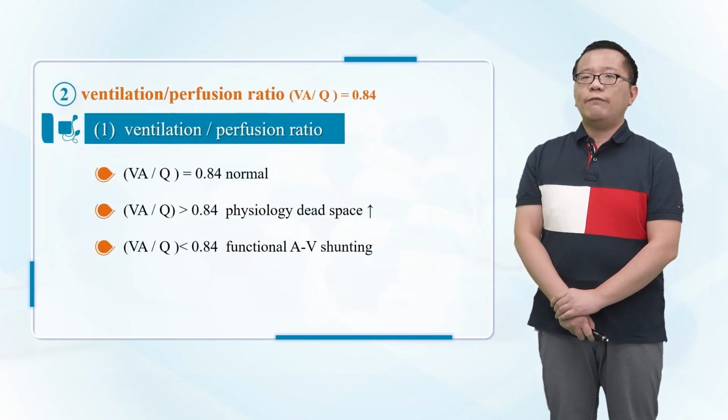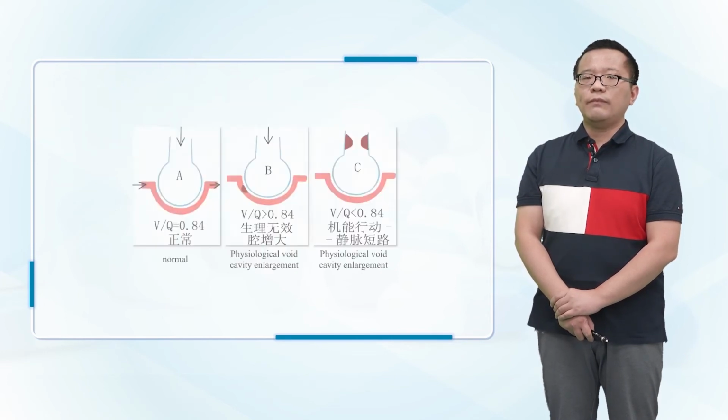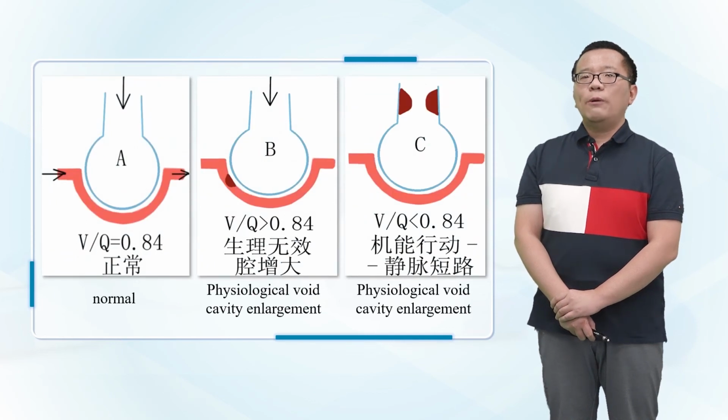The second is the ventilation to perfusion ratio. The normal ratio is 0.84. If the ratio is greater than 0.84, it means that the physiological dead space has increased, and if the ratio is less than 0.84, it means that the functional arteriovenous shunt has increased. And we also know both the increase or decrease of the ventilation to perfusion ratio is not conducive to gas exchange.